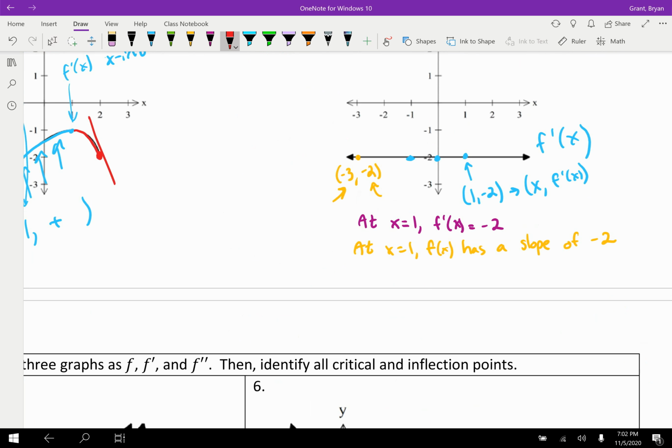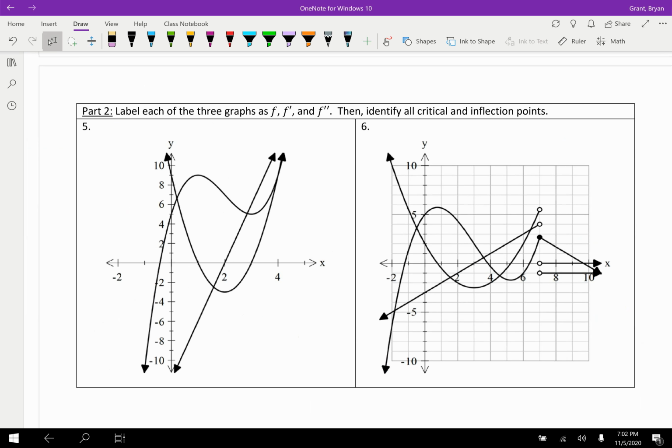Whew. Well, there was a lot to that, so we should probably try a couple more. On the second page, there are 2 sets of 3 graphs, and I'm going to color them in just to make it a little bit easier on you. We have one graph that looks something like that. We have a second graph that's over here, and of course a third graph that's over here. Your goal is to decide which one of those graphs is f prime and f double prime.